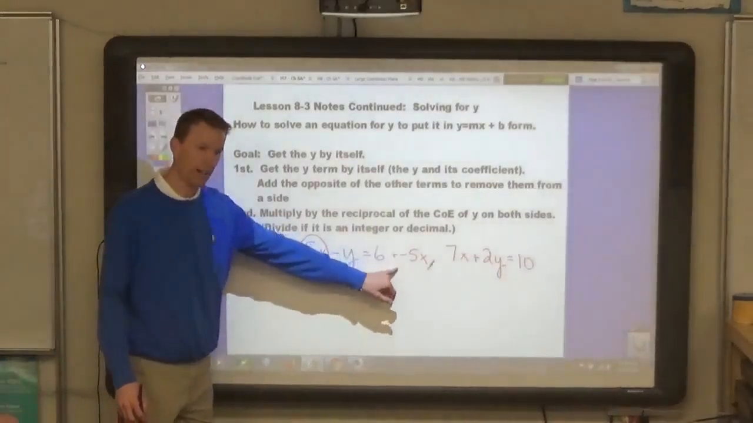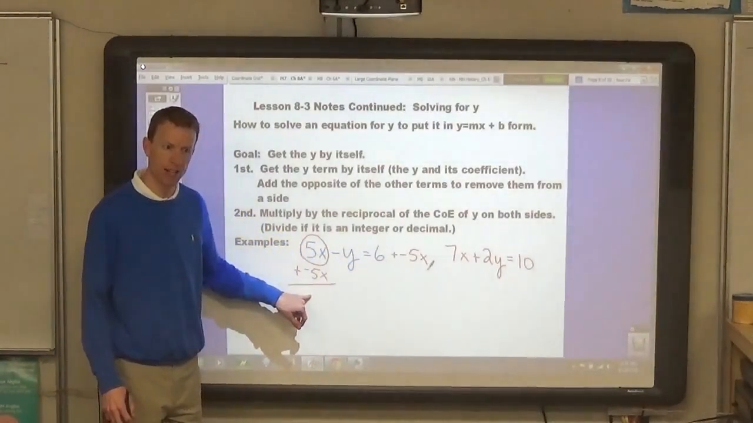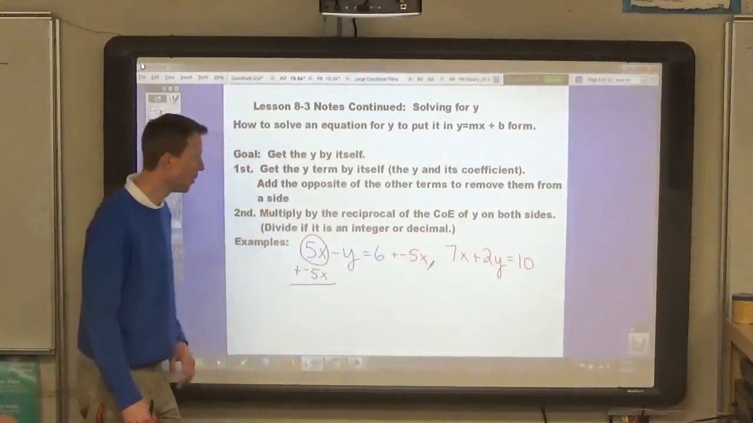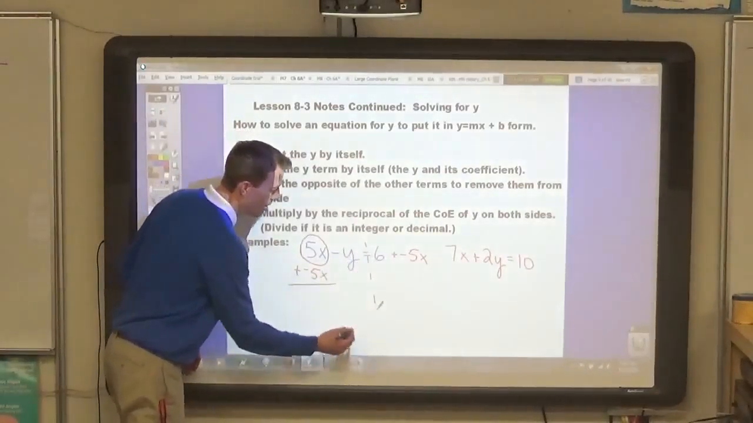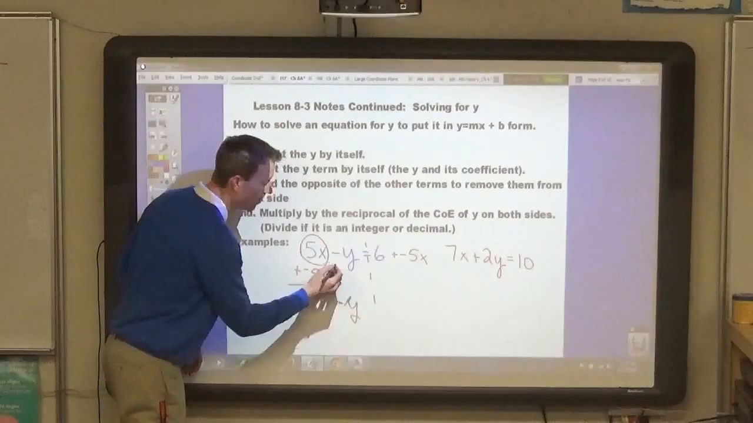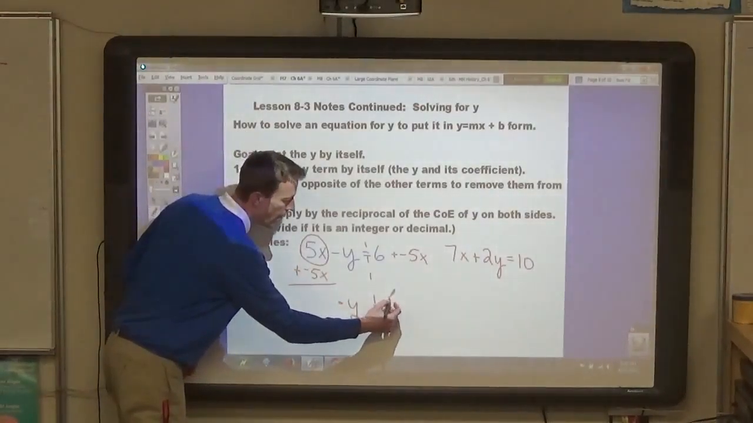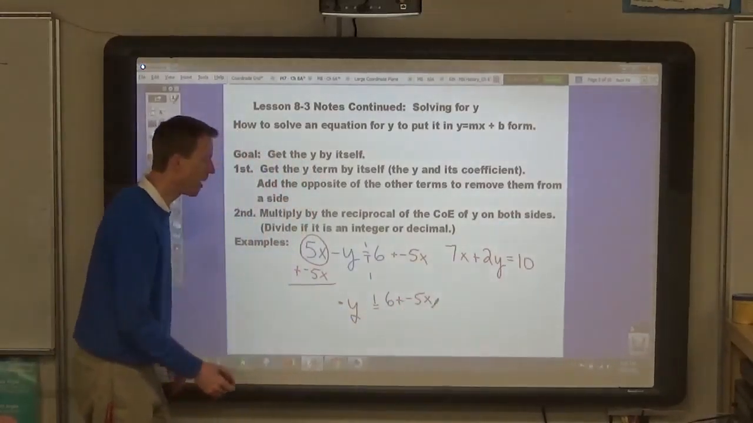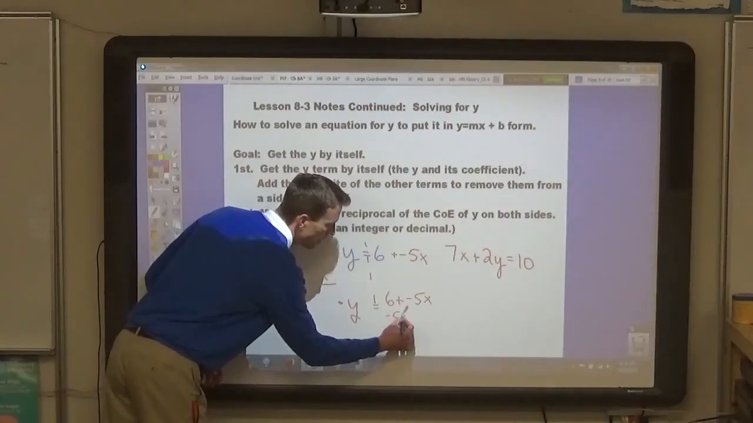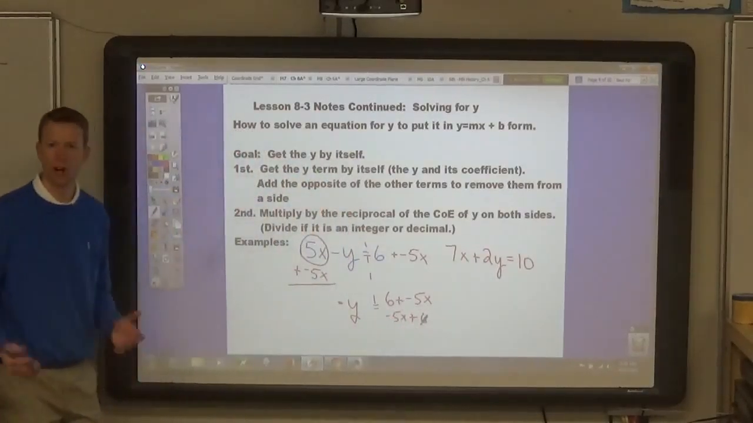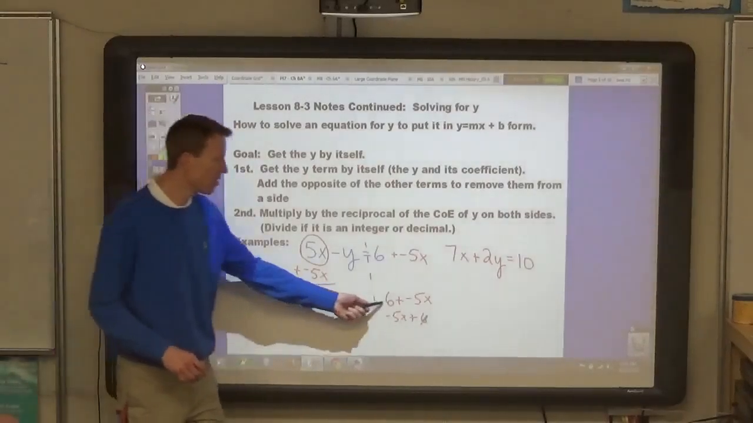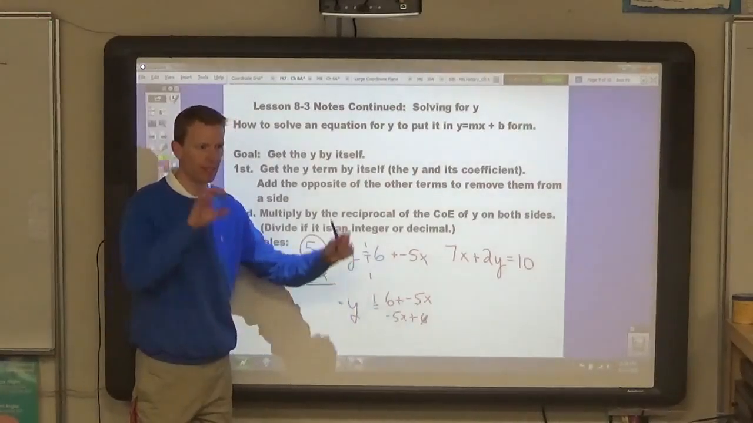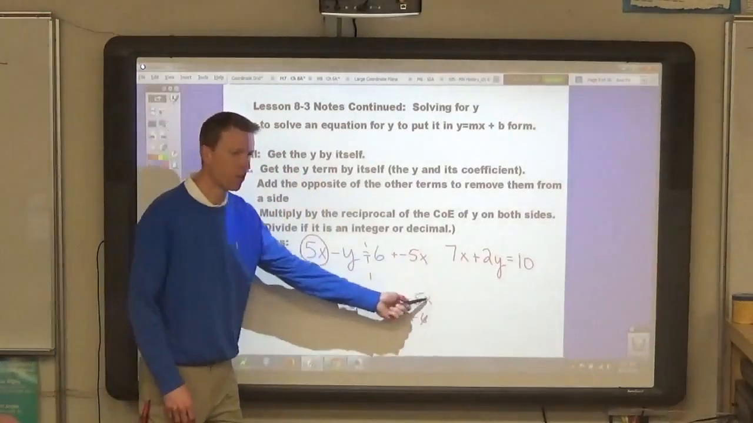Well, we could add y over here and then add negative 6 over there as well. Yeah, we could. Okay, so let's start with this way, since we've already started. So we bring down the negative y, and then we have 6 plus negative 5x, or you could write it as negative 5x plus 6. Either way. Can we change these around? Because of what property? Commutative property. It's addition, so it doesn't matter which order these are in.